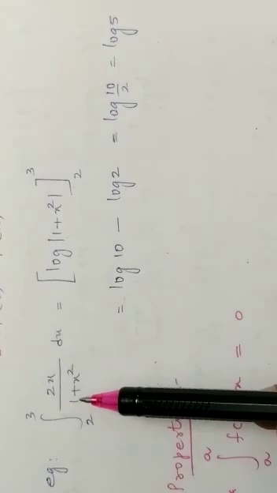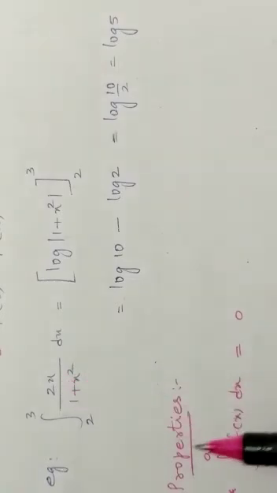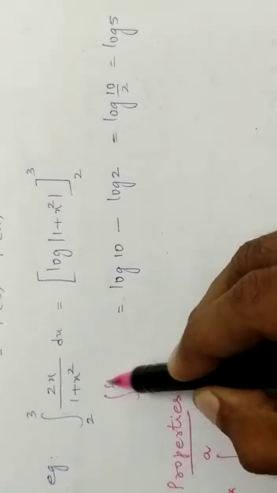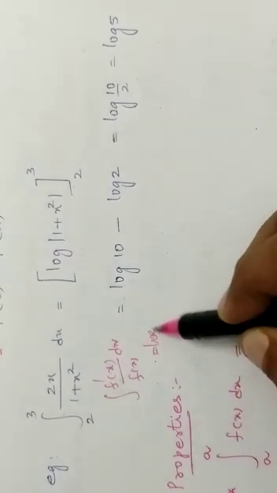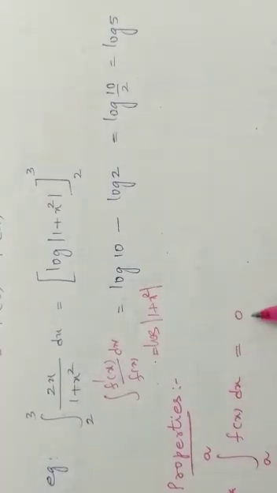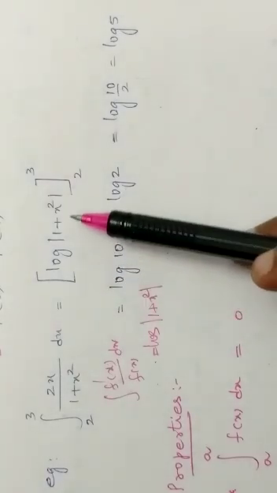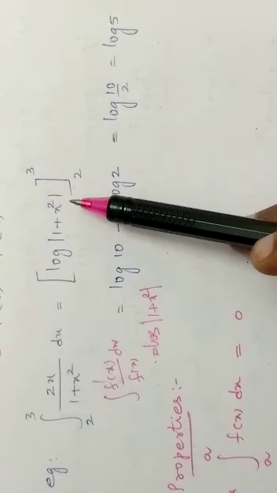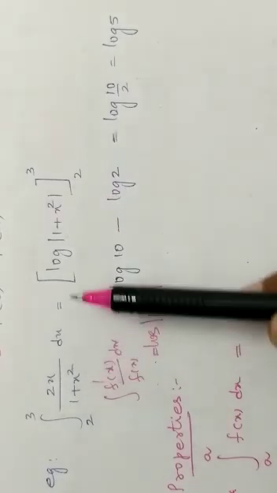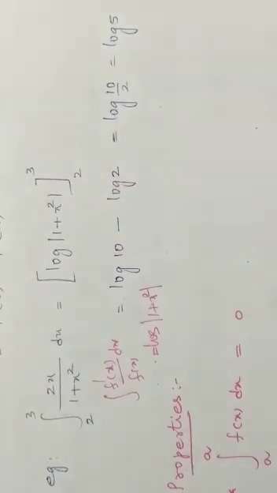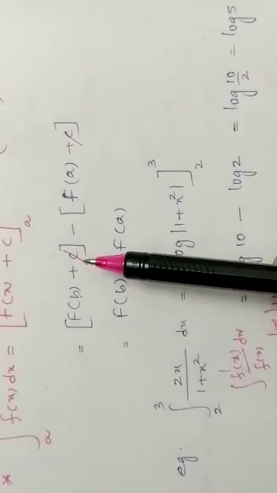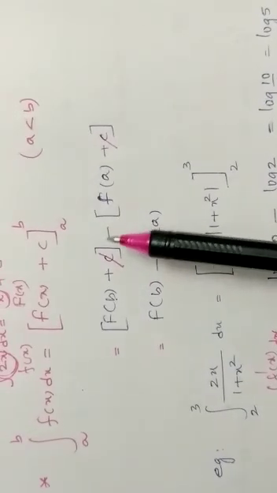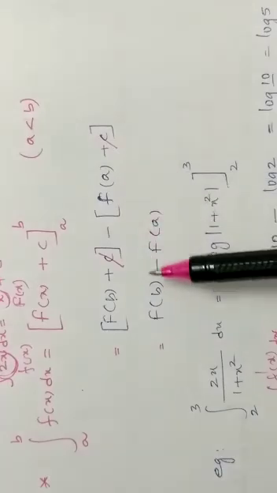Derivative of 1 is 0. Derivative of x square is 2x. This is in the form of integral f dash x by f of x dx. What is its formula? Log mod denominator, 1 plus x square. So, log of 1 plus x square. Here, whenever we do integration, we don't add c, because if you add c, later on, after applying the limits, anyhow c gets cancelled.